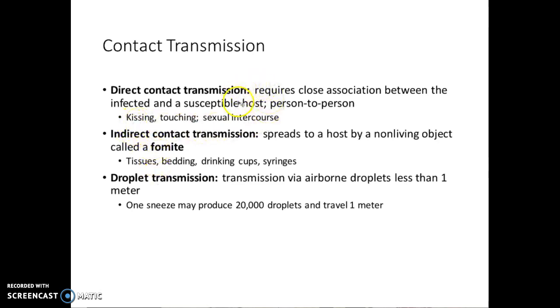Direct contamination or direct contact is person to person, usually kissing, touching, sexual intercourse, whereas indirect can be by fomites. So norovirus, kind of classic example here. Tissues, bedding, drinking cups, syringes, etc.